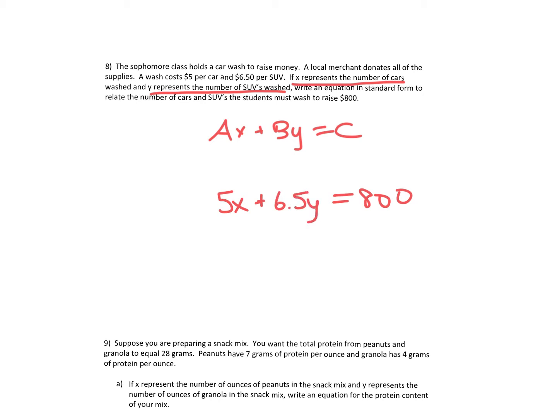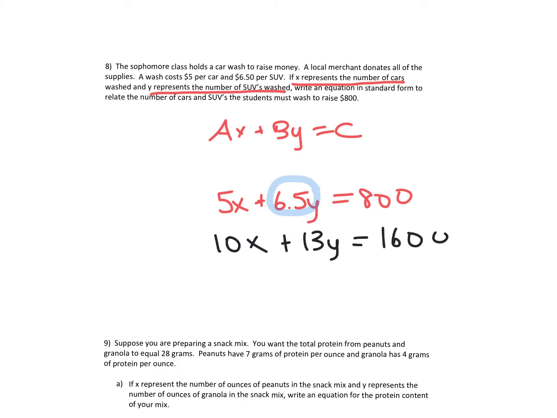Now, technically this is not standard form because you do have a decimal, right? So you need to do one more thing, which is get rid of this decimal right here. So you have options. Remember, the other day we talked about how there are infinitely many versions of an equation in standard form. So if you can multiply by any number to get rid of that decimal, then it'll be a correct version. So if you wanted to multiply by 2, that would give you an equivalent equation, 10x plus 13y equals 1600. That's one version.